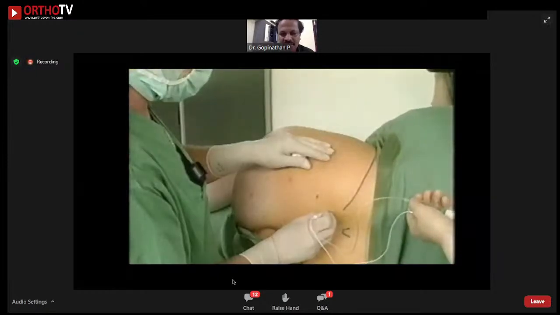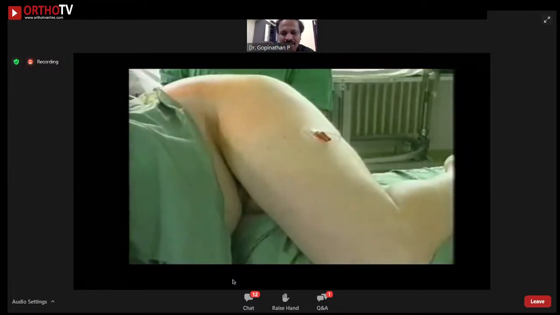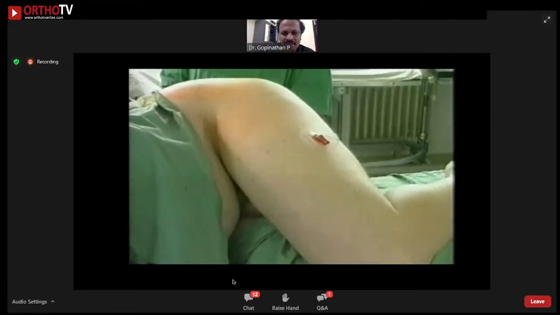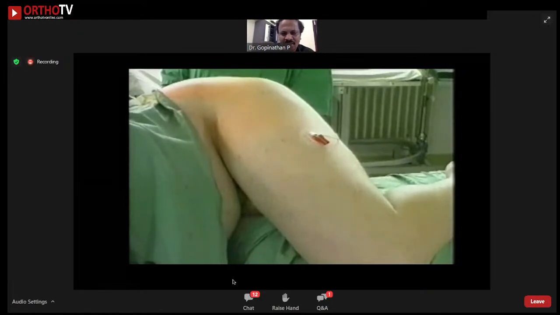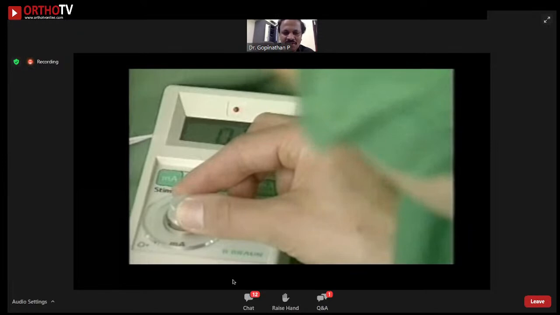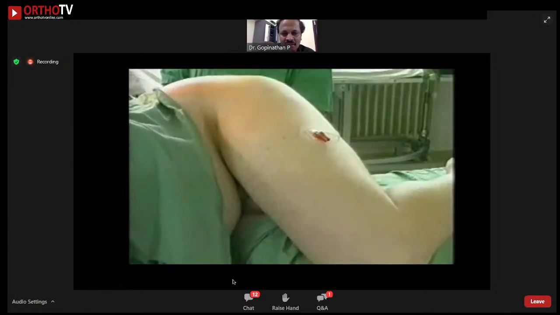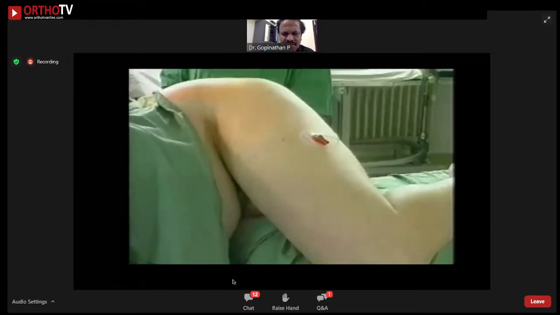But if you give general anesthesia, you will have to infiltrate this region before you put your needle because the patient will have local pain. Now, the minimum current required to stimulate a muscle is 0.3 milliamps, as you all know. So we have a nerve locating device which is connected to the needle, and now you reduce the current, and if you get the stimulus at 0.3 milliamps, then you are perfectly on the lumbar plexus. So this is a very crucial step.